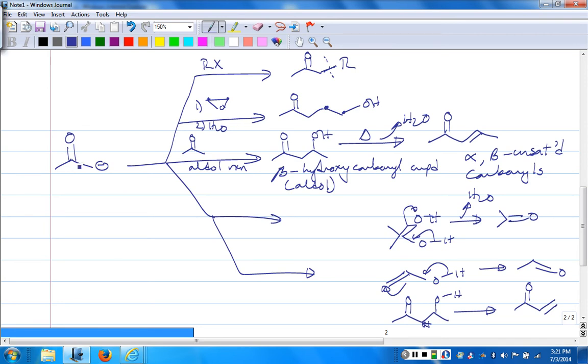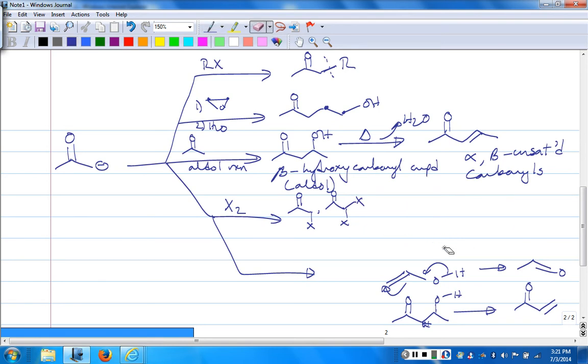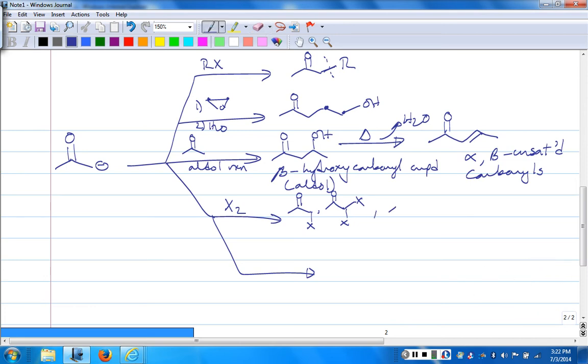Carbonyl enolates will also react with halogens, and they will give a series of products. Essentially what happens is we'll end up with the monohalo compound, the dihalo compound. Okay, so hopefully you've had this in your notes. So you get the monohalo compound, the dihalo compound. If there is enough of the halogen reagent, you get the trihalo compound.